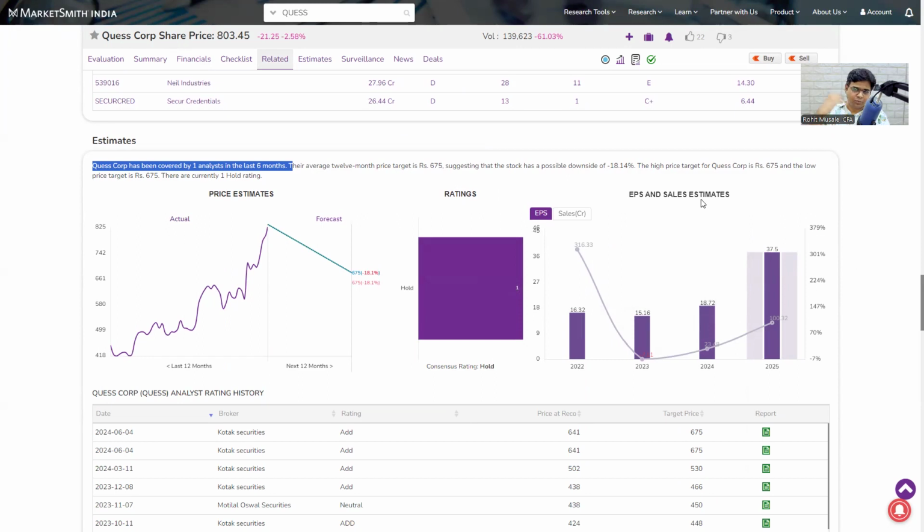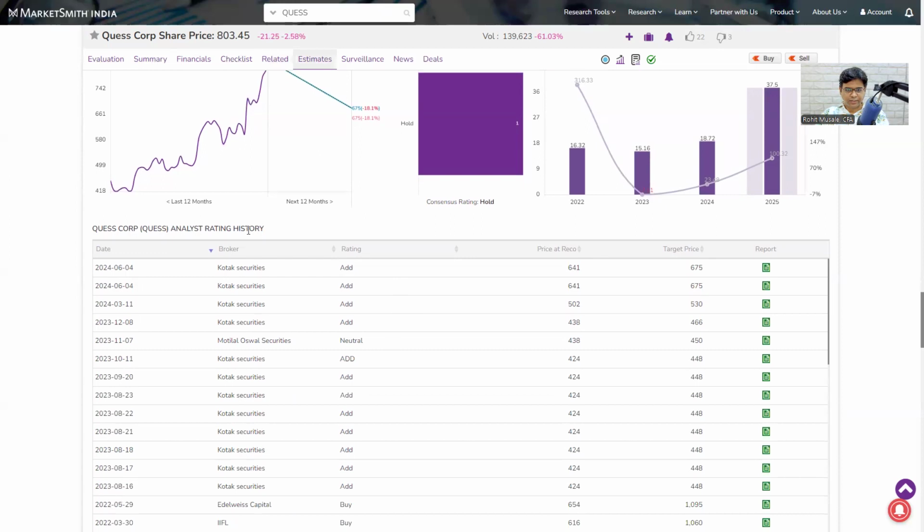An estimate is an opinion. It is not a fact. So 2025, who knows what numbers are going to be there in 2025. Again, next 12 months, this is an estimate. This line that you see, that's an estimate. It's a forecast. So I just don't pay any attention to estimates because I don't want to pay attention to opinion. I want facts.